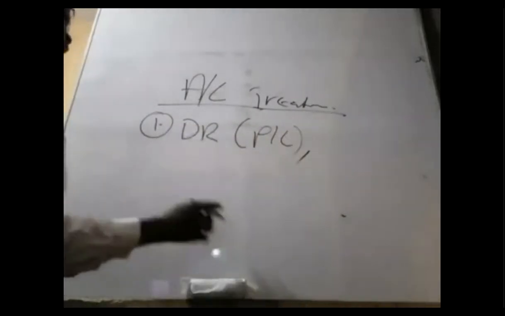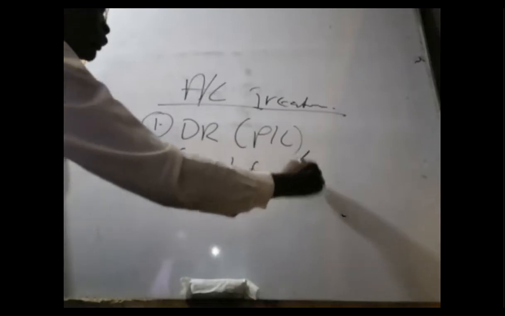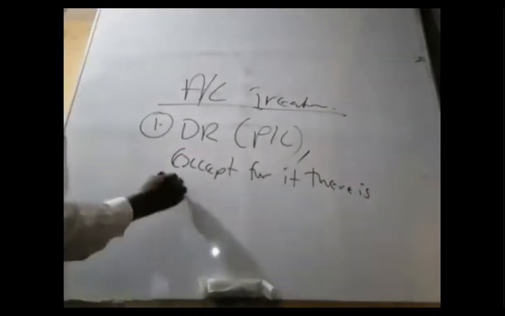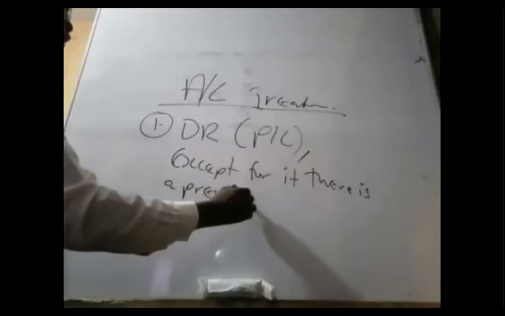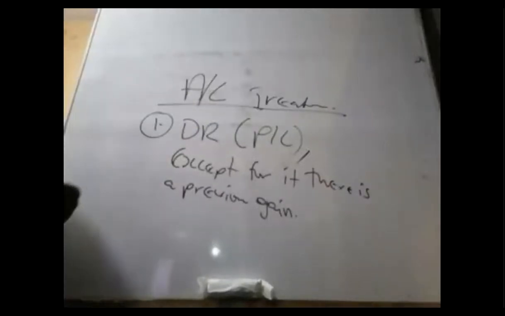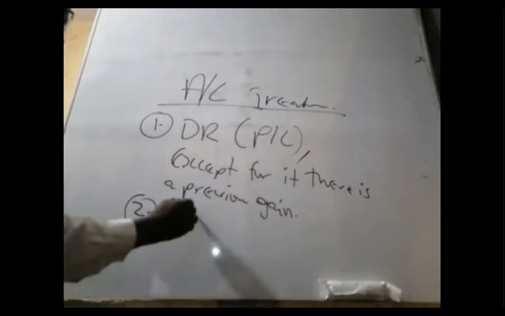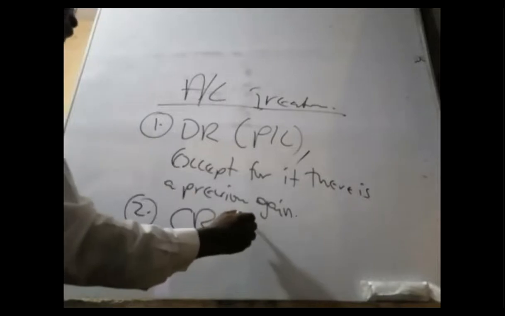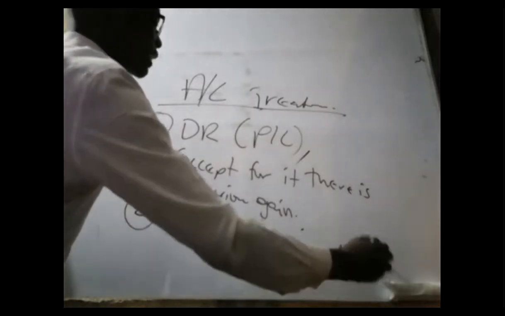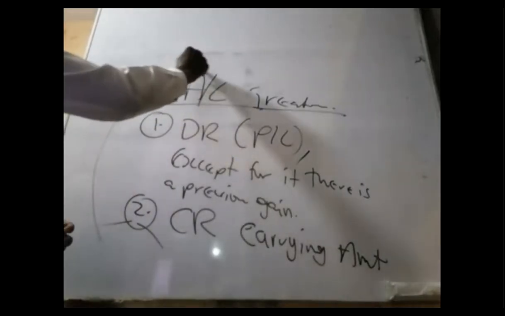Except if there is a previous gain, maybe a revaluation gain. Like I said, impairment treatment is the same as revaluation loss. Take note of that. Then treatment number two: credit the asset. Credit the carrying amount of the asset, meaning it is subtracted from the carrying amount of the asset. This one does not have any exception. And you can get it from the November 2017 ICAN exam.